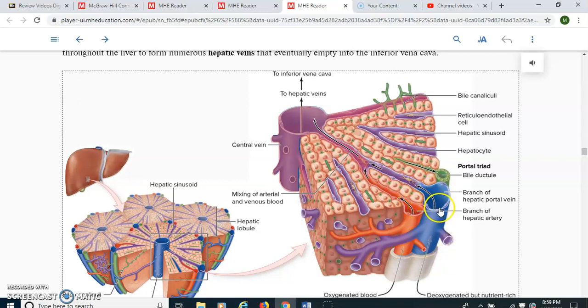This is the other part. This is the branch of the hepatic portal vein. If you remember in lab, we had that hepatic portal vein. Its function was to take nutrient-rich blood to the liver, and it was coming from the intestines and from the spleen. So this is just a small microscopic branch off of that hepatic portal vein. That's the second part of our portal triad, the branch of the hepatic portal vein. And again, that blood's coming from our intestines.